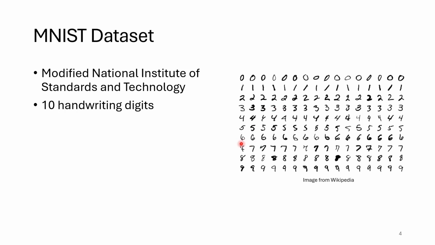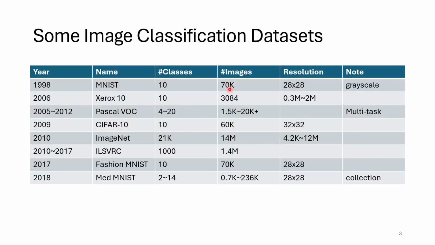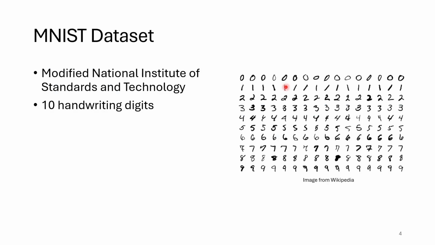Let's see their scale. Because there are 10 digits, there are 10 classes, and there are totally 70K digits, and the resolution is not large, only 28 by 28. Let's see the next.